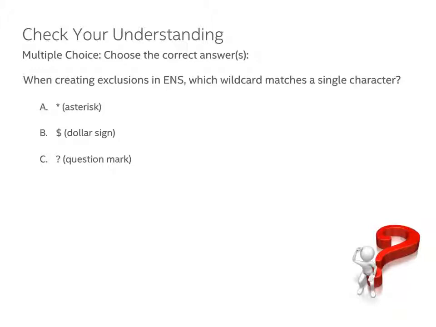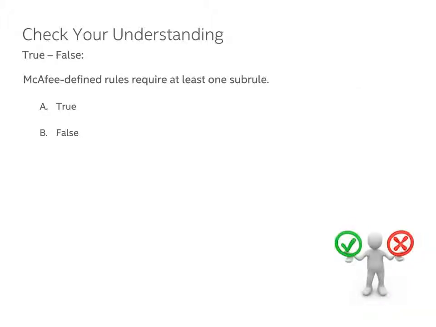Check your understanding, multiple choice. When creating exclusions in ENS, which wildcard matches a single character? Is it A, B, or C? If you answered C, then you are correct. And to check your understanding, true or false, McAfee-Defined rules require at least one subrule. Is this true or is this false? Well, if you answered false, you are correct. If you recall, McAfee-Defined rules are already defined with all the necessary settings. All you do with the McAfee-Defined rules is set your exclusions.